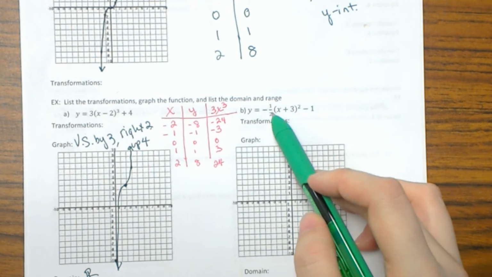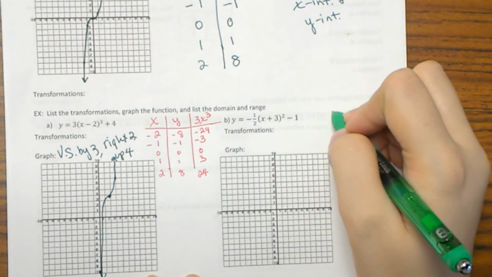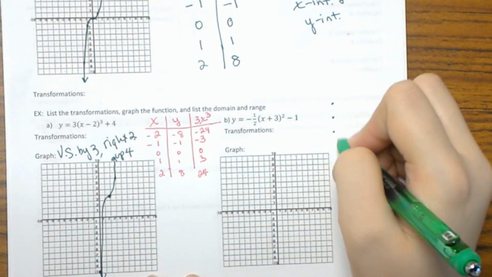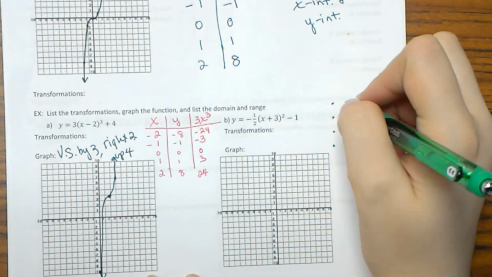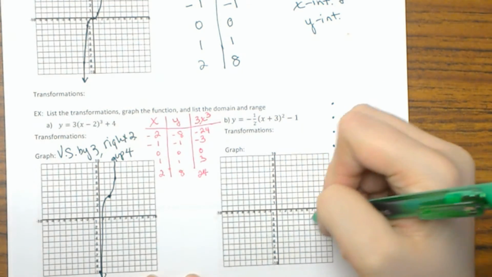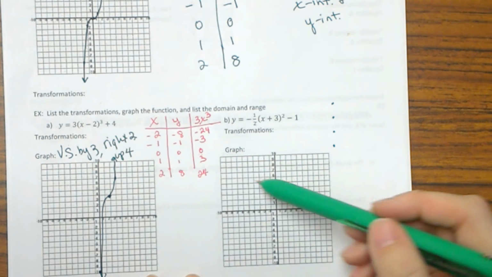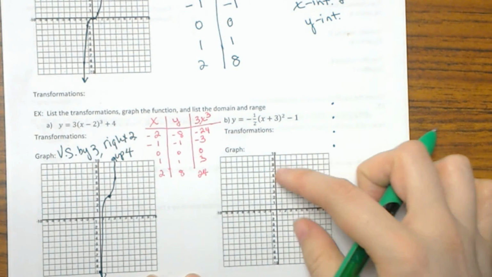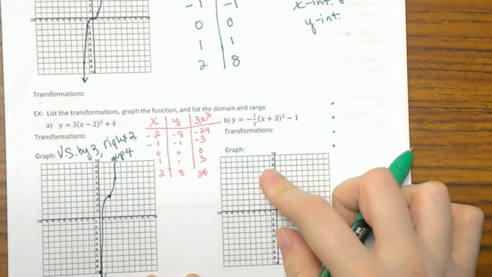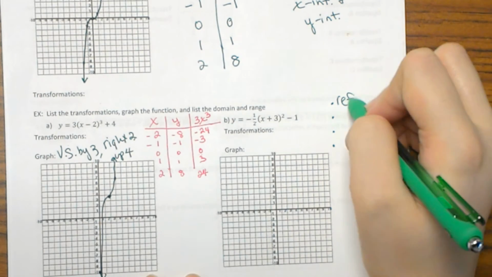So over here I have a negative, I have a 1/2, I have a 3, and I have a -1. So I have 4 transformations. I'll start making bullet points. The negative is going to make my graph flip over the x-axis. So all the positive y values would be negative, and all the negative y values would now be positive. So that's the y-axis, but the y-axis is being flipped over the x-axis. It's a reflection.